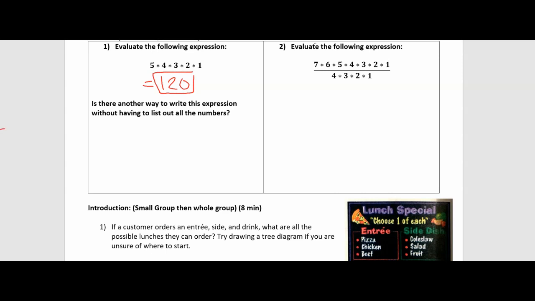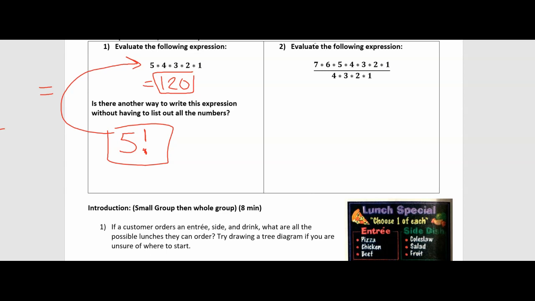Now, it also says, is there a way to write this expression without having to list out all the numbers? Well, you may remember, if we start with a number and we multiply by every natural number less than that number. So here they start at 5, then they multiply by 4, 3, 2, and 1. That is the same thing as what we call 5 factorial. That's what this little exclamation mark means in math. It means factorial. So this is equal to this expression right here.